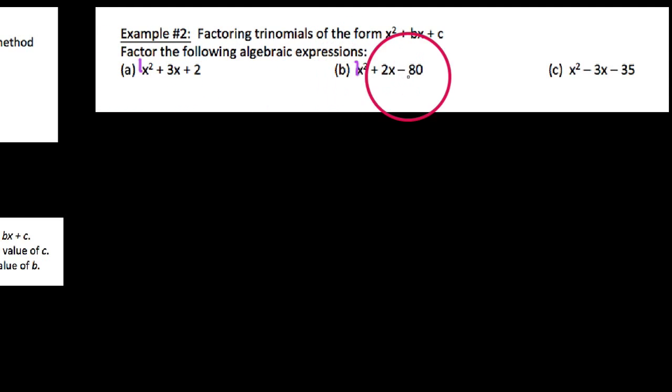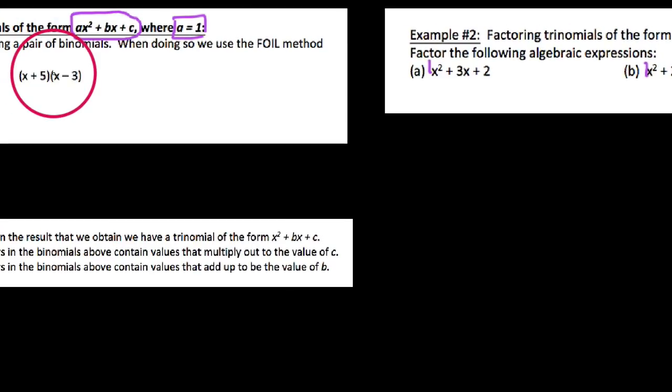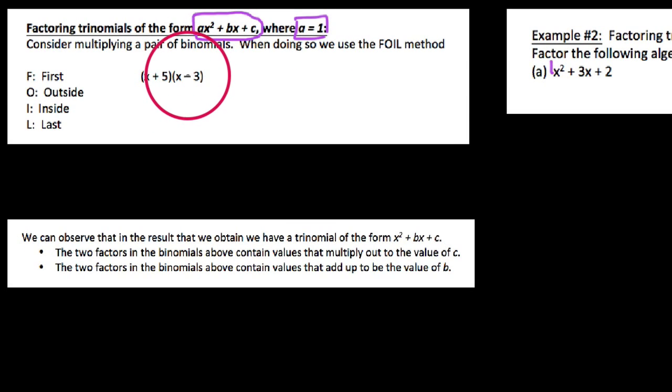What we're essentially doing is undoing what we call the FOIL method of multiplication. We want to rip it back apart into its two binomial parts, and binomial just means that it is an expression with two terms in it. Whereas over here, these would be trinomials. So we say, consider multiplying a pair of binomials. When doing so, we use the FOIL method. So remember, FOIL just stands for first, outside, inside, and last in terms of the order in which we multiply these terms. And so we'll just run through this.